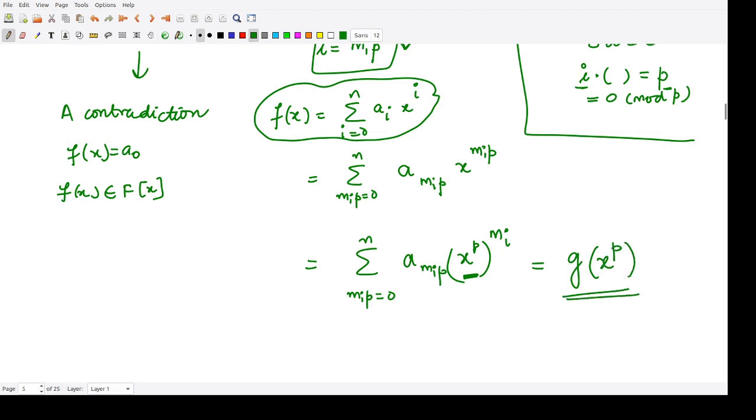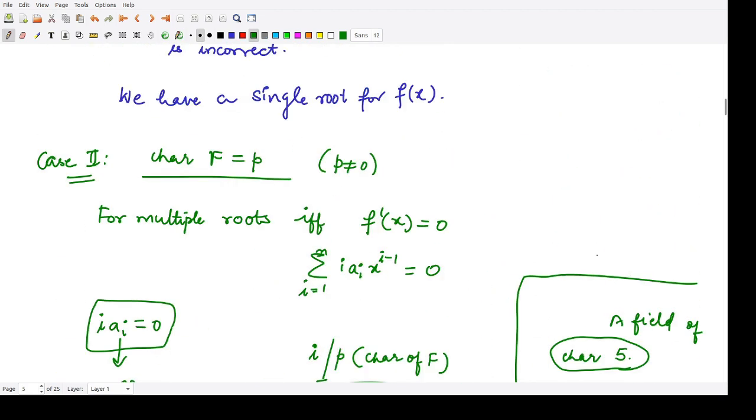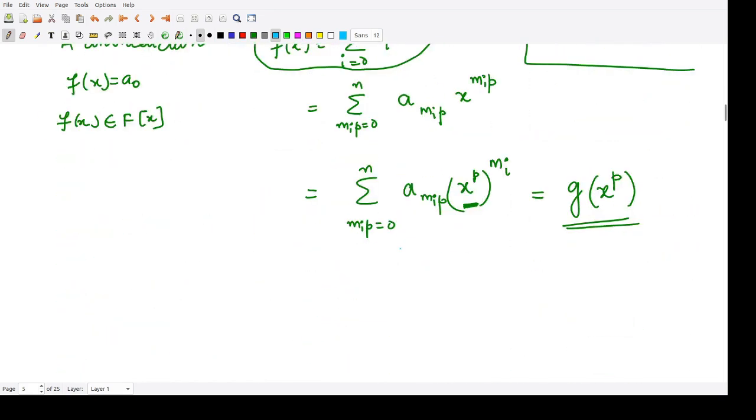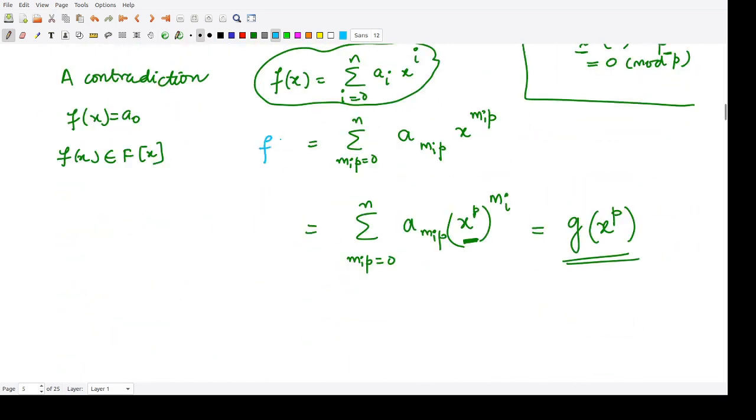So this is what we intended to prove: that for a field having characteristic p, if we want multiple roots, then your polynomial f(x) should be written as some other polynomial where instead of x you have x raised to power p. So this is the result that we intended to prove here.